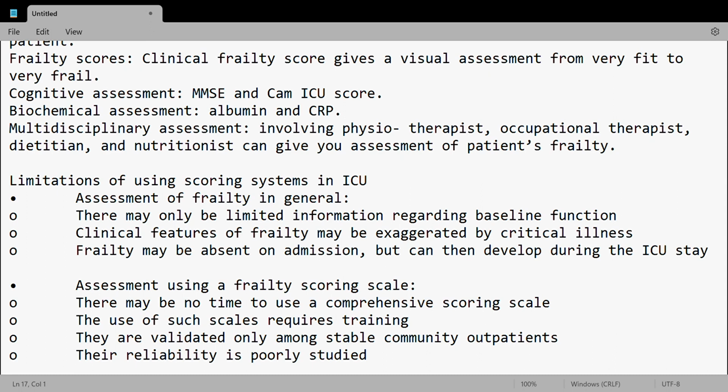What are the limitations to assessment using frailty scores? Number one, there may be no time to use a comprehensive scoring scale. Number two, the use of such scales requires training. Number three, they are validated only among stable community outpatients. And number four, their reliability is poorly studied.